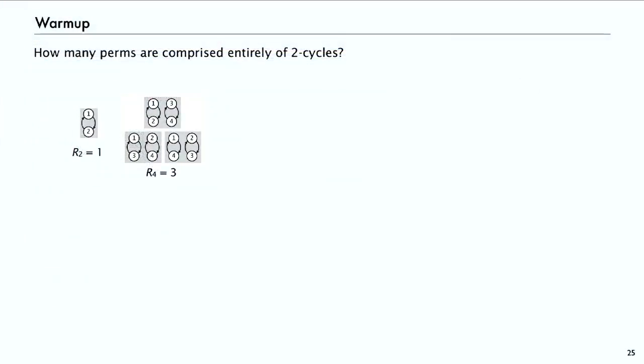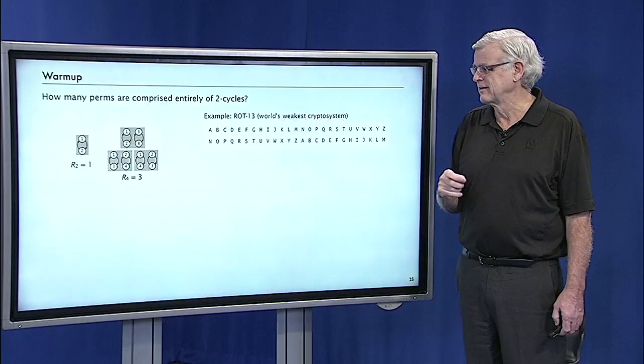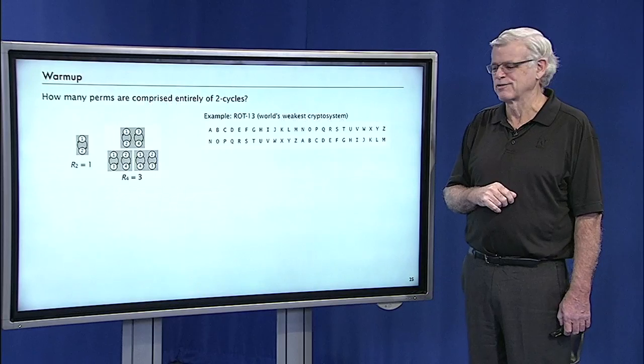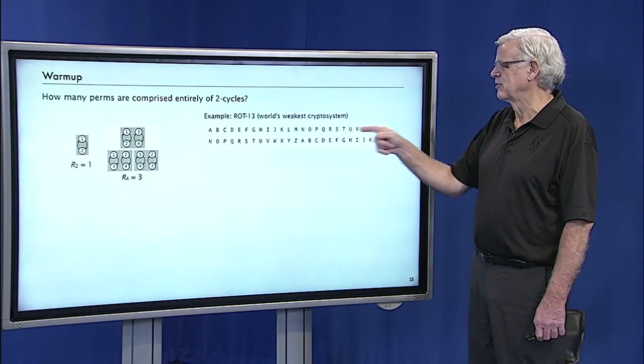So as a warm-up, let's take a look at the number of permutations that are composed entirely of 2 cycles. There's only one permutation of size 2 that's all 2 cycles. There are 3 different ones of size 3 that are all 2 cycles and so forth. An example of this is called ROT13. It's the world's weakest crypto system, where we just take the letters and rotate them 13 positions.